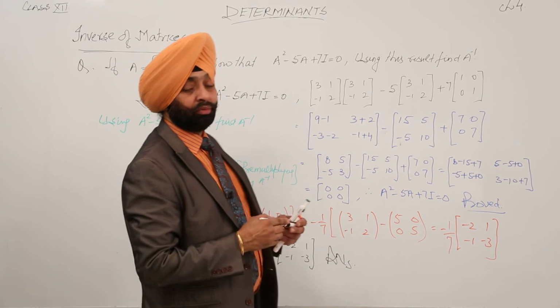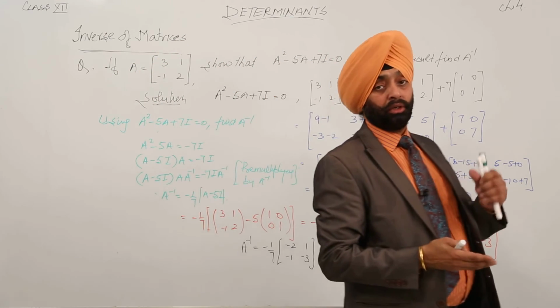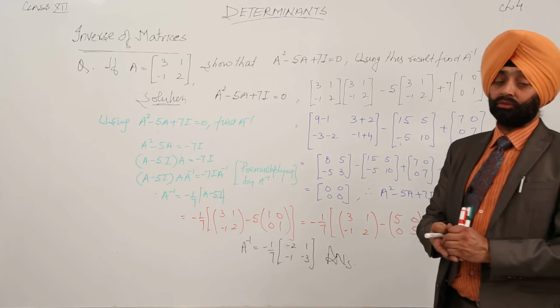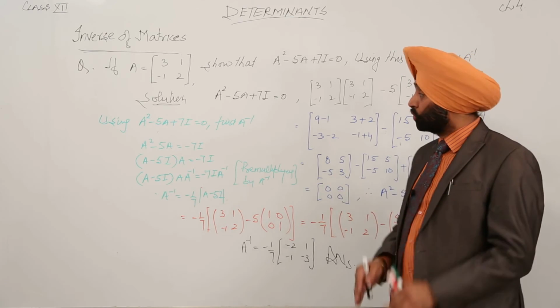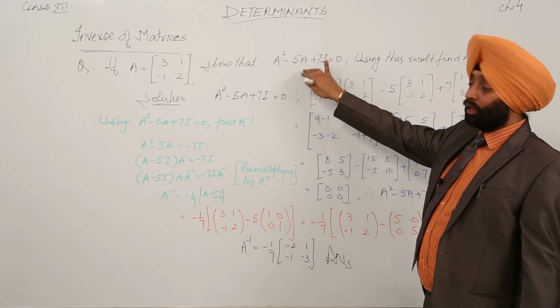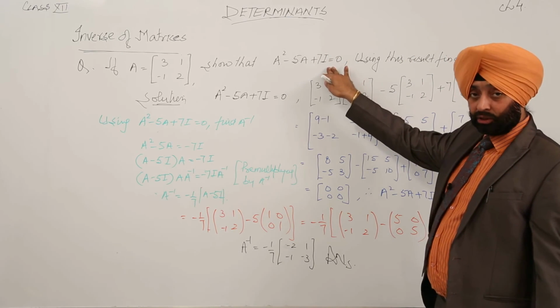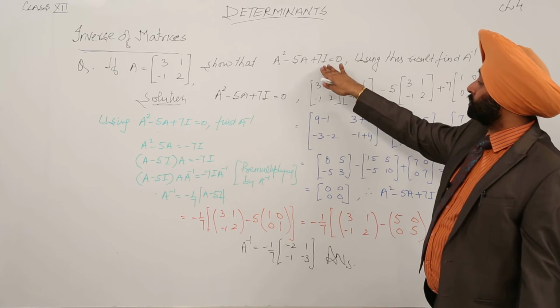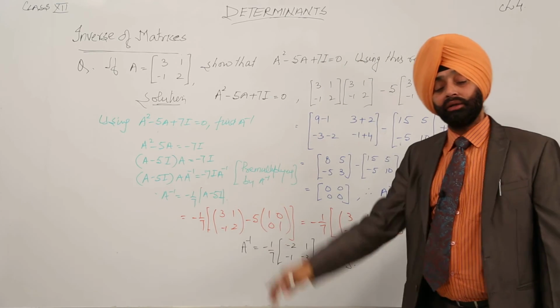So we have not calculated the cofactors for finding the inverse. We have used this equation, which was proved to be equal to 0. Unless this is equal to 0, we can't find A inverse.